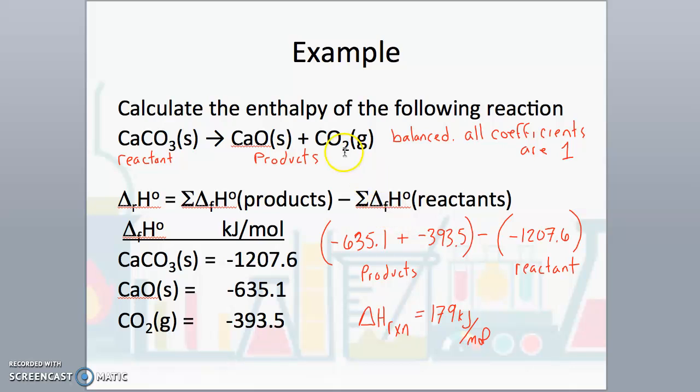So if this equation had coefficients, we'd have to multiply these values by the coefficients. So these are based on 1 mole. In this case, everything was just 1 mole, so it worked out pretty good. But that's a pretty useful trick for getting the delta H of a reaction, because there are very, very many of these delta H formation values published in reference materials.